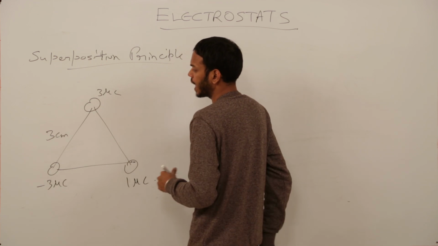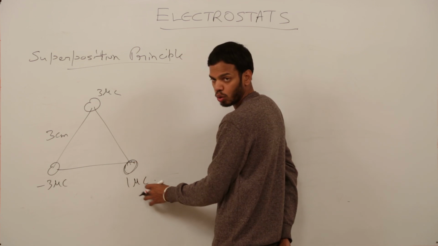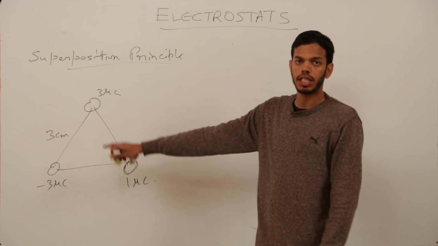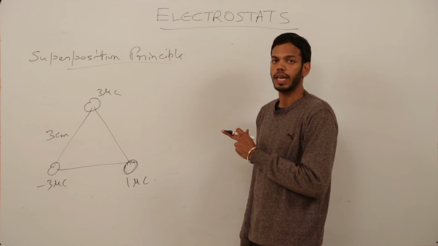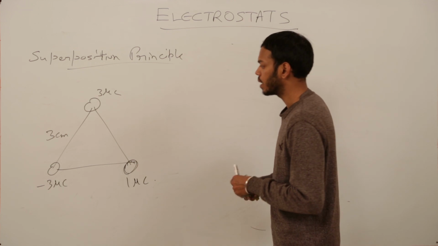This particular numerical, I am giving you the task of finding the net force on this 1 microcoulomb charge due to these two charges. This is an equilateral triangle of side 3 centimeter. There are 2 ways to do this numerical. I am teaching you both the ways and will try to put both the ways in my next numerical. See.